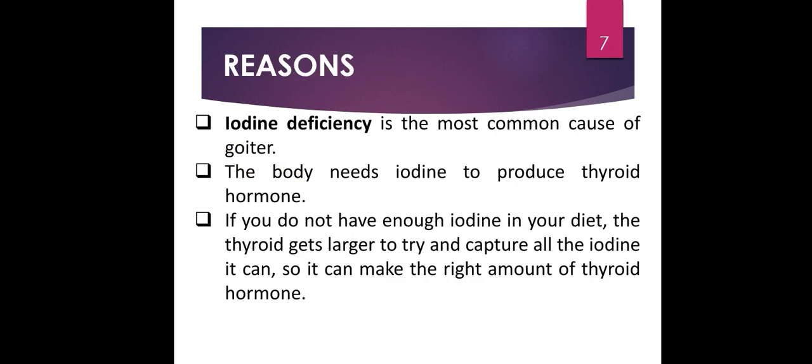Different causes of goiter. First, we have iodine deficiency. Iodine deficiency is the most common cause of goiter. The body needs the right amount of iodine to produce thyroid hormone. Thyroid hormone is an important hormone, so our body must have the right amount of it. If you do not have enough iodine in your diet, the thyroid gets larger to try and capture all the iodine it can, so it can make the right amount of thyroid hormone.